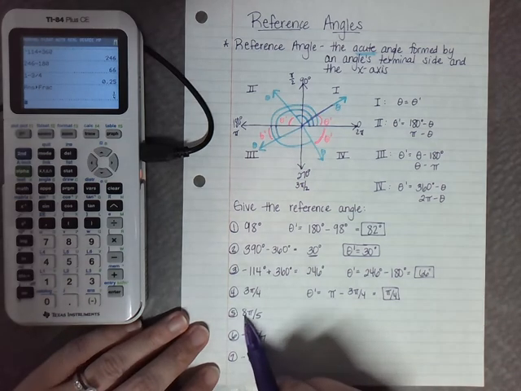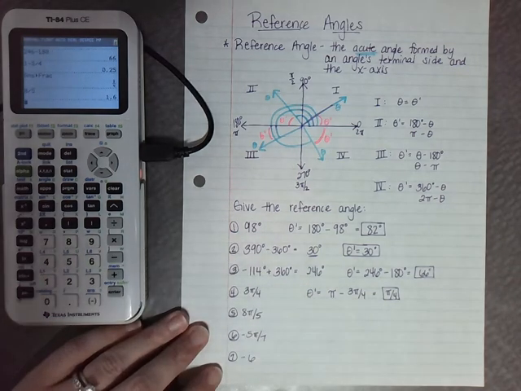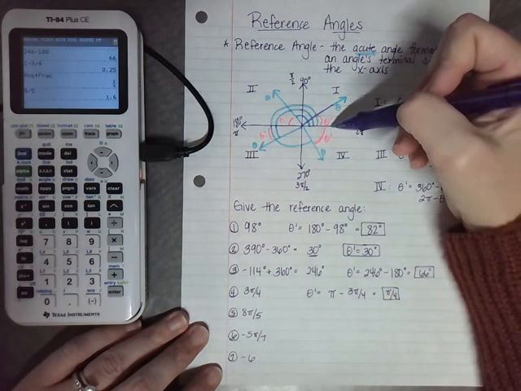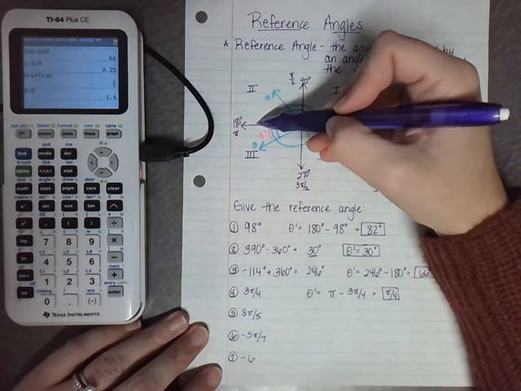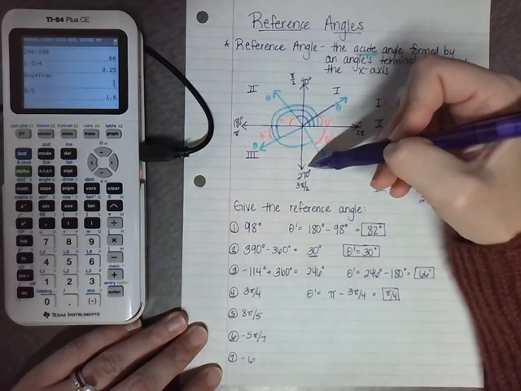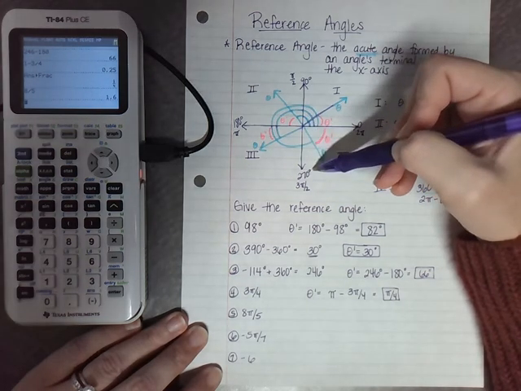Number 5, 8 pi fifths. All right, ignore the pi for a second. 8 over 5 is 1.6. Okay, so 1.6 is bigger than a half, bigger than a whole, and bigger than 1.5. 1.5 would be 1.5, and we're at 1.6, so we're all the way over here in quadrant 4.